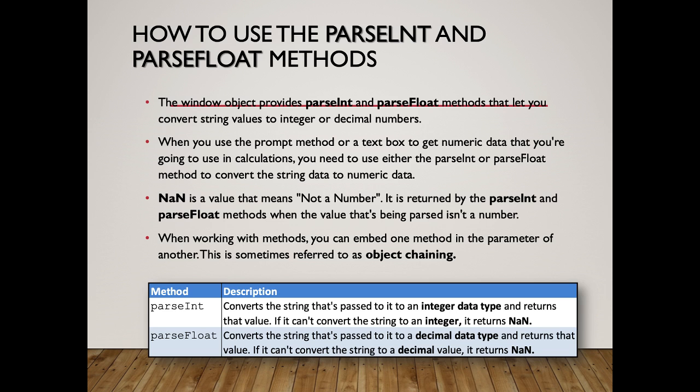When working with methods, you can embed one method in a parameter of another. This is sometimes referred to as object chaining. If anyone has worked with jQuery before, you know that you can chain stuff continually. When working with arrays in a more functional programming language, you'll do that a little more, but in most cases we probably won't be chaining stuff. We'll just do something else on the next line.